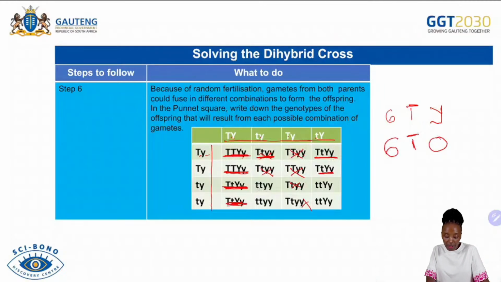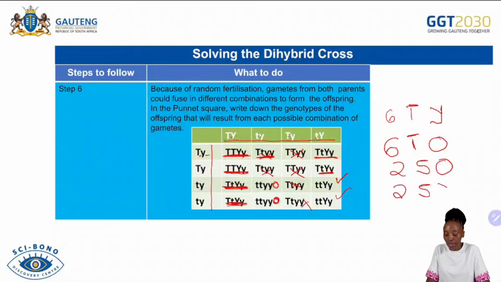We have those that are short with orange flowers. So we have 1 short orange flower, 2 short orange flower. So we have 2 that are short with orange flowers. And then lastly, we have 1 with short and yellow flowers, and then another one with short and yellow flowers. So we have 2 that are short with yellow flowers.